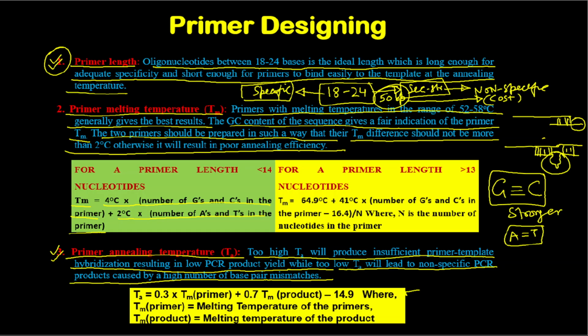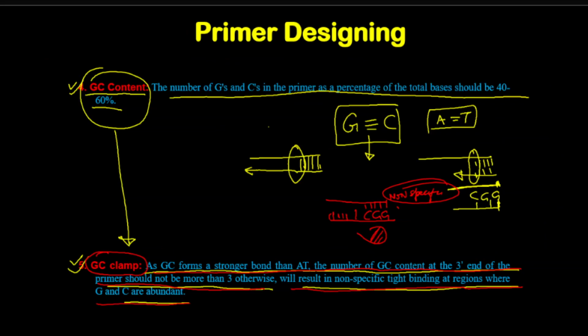Okay, and the annealing temperature: too high a Ta will produce insufficient primer-template hybridization, resulting in low PCR product yields, while too low a Ta will lead to non-specific PCR products caused by a high number of base pair mismatches. So it shouldn't be very high, and it shouldn't be very low.